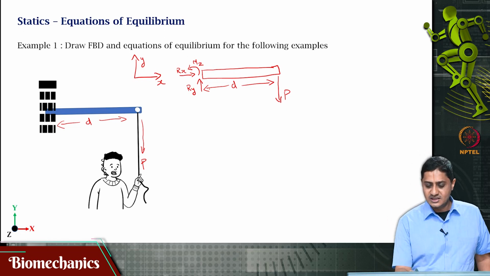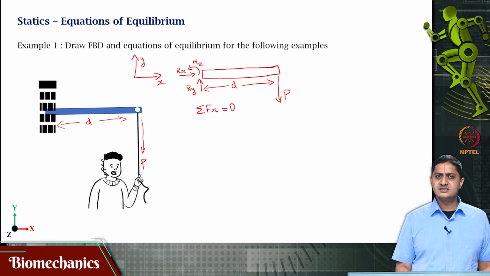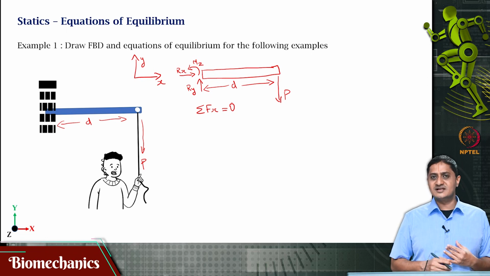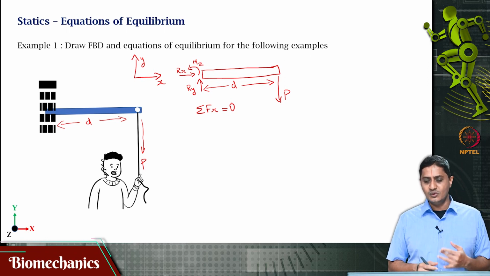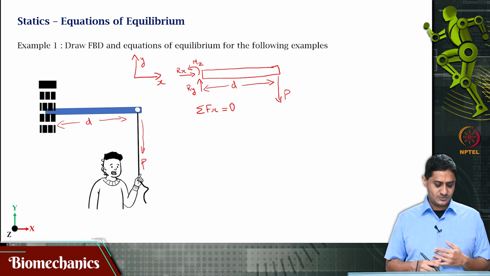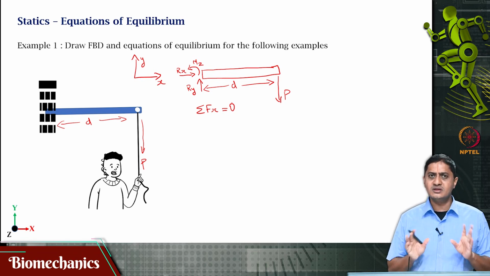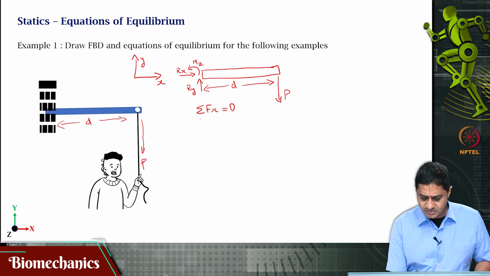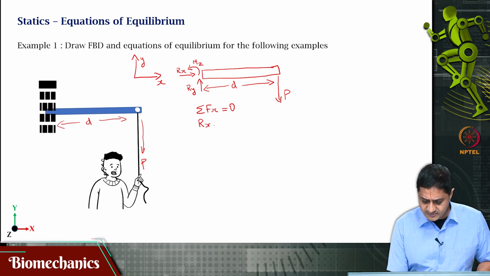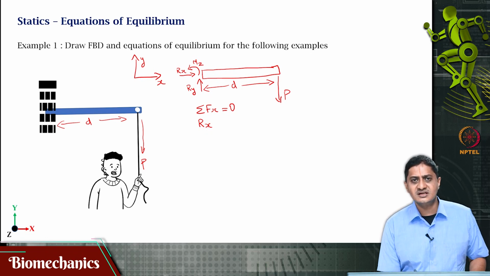From that, what I know is that I can write the sum of all the forces in the x direction is 0. How do you know this? Because there is no acceleration in the x direction. Because of this reason, I know that the sum of all the forces in the x direction is 0. What are all the forces in the x direction? Let us write out all the forces in the x direction and sum them one by one. First I write Rx, and then I am searching for, is there any other force in the x direction?